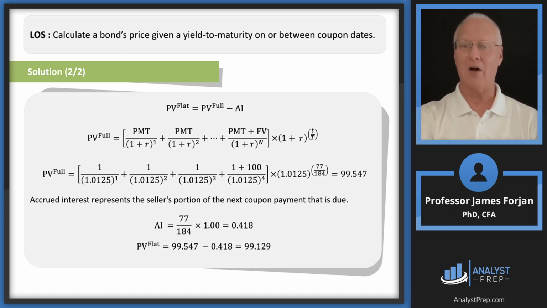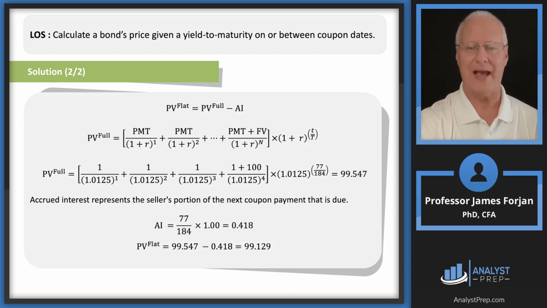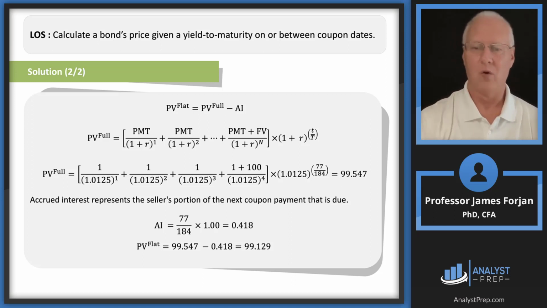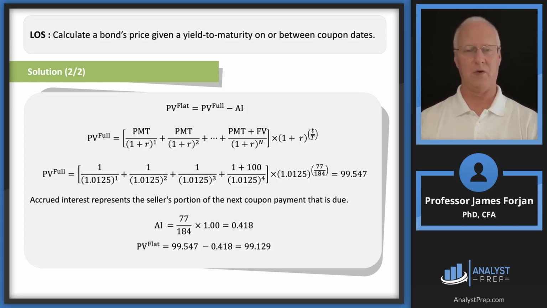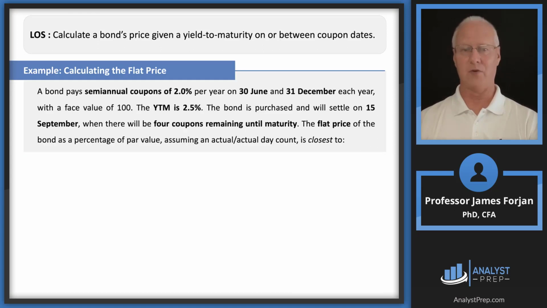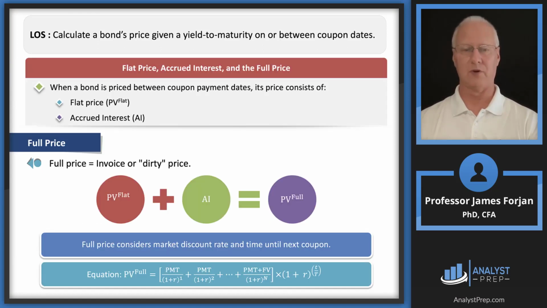So we need to back out the 418. What was that? 4185 or 4186. So there's the flat price, the 99,129. So that should be okay. Let me go back and just remind you of what we're doing here. Let me go back to the circles here.